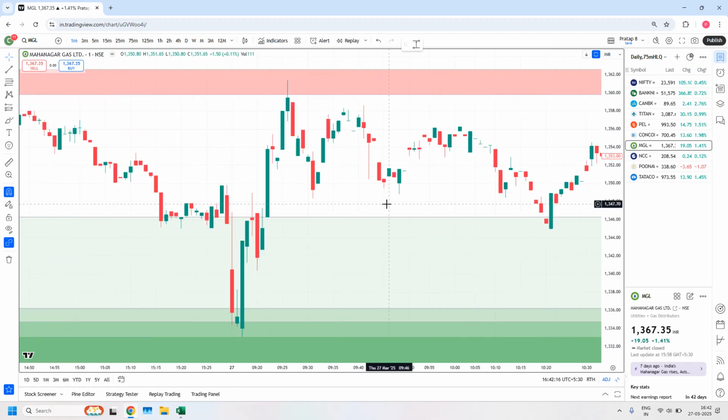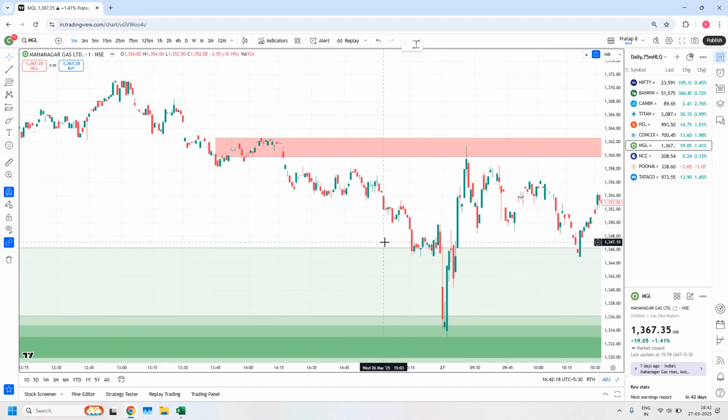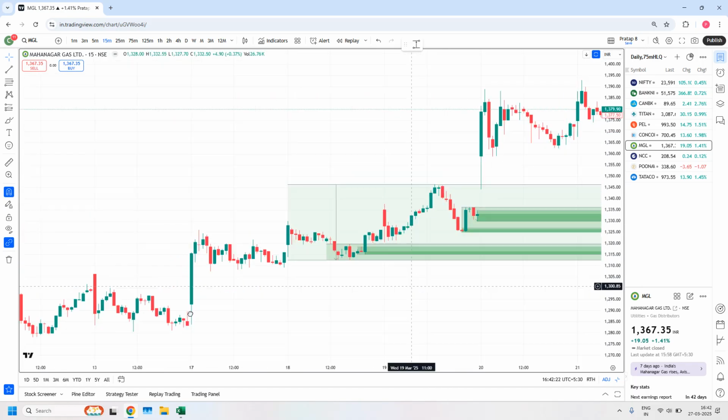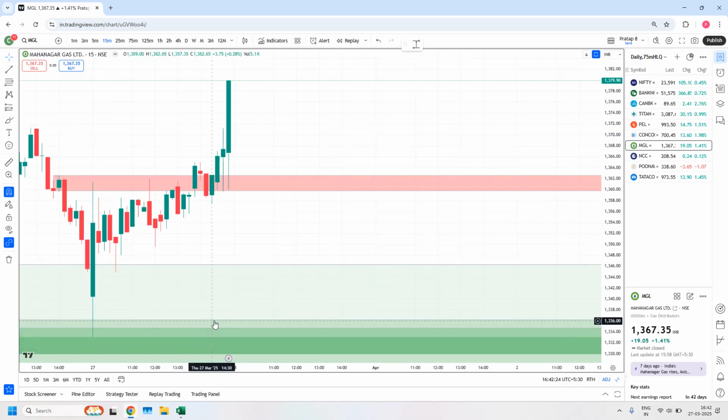In 10 minutes the trade is completed. This is the 15 minutes target. Drop base drop, and this target is reached.